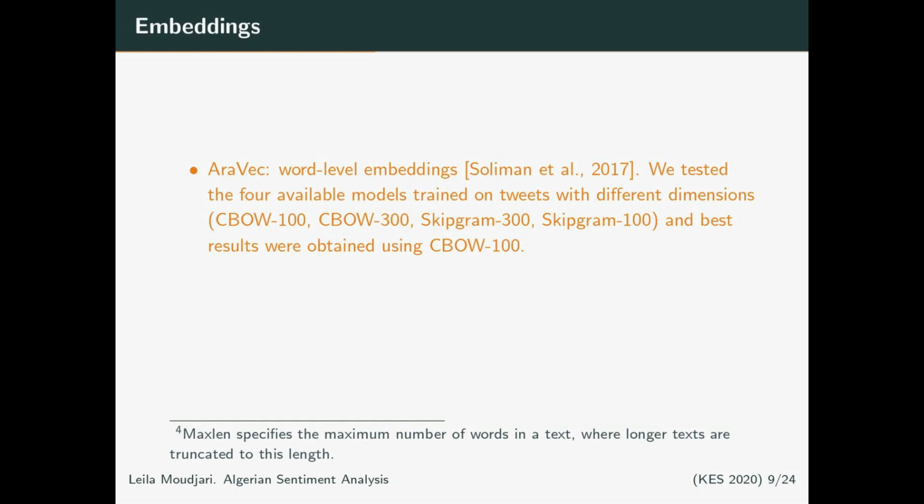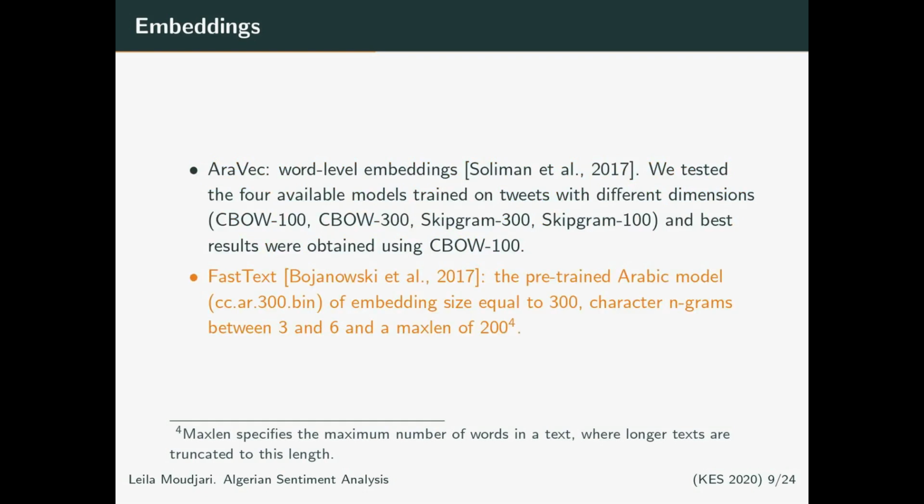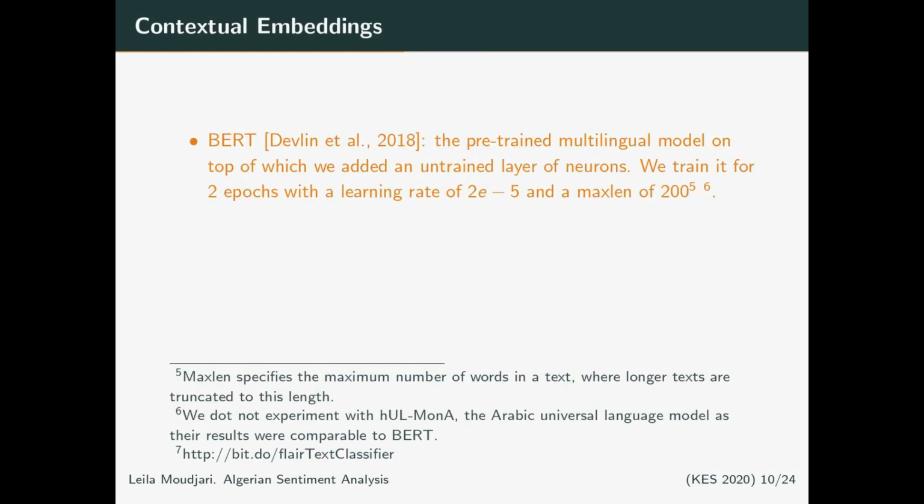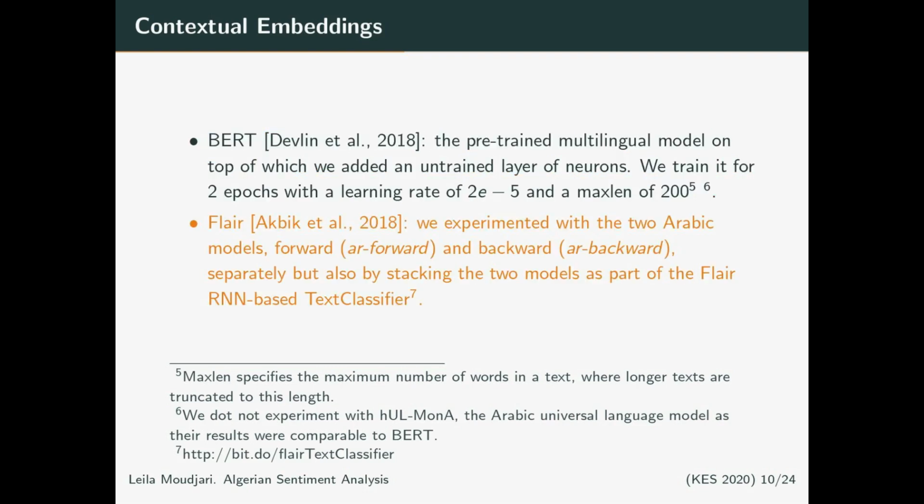We tested the 4 models trained on tweets. The best results were given by CBOW 100. The second is the Arabic model of fastText. The third is the contextual model BERT, where we tested the BERT multilingual model, to which we added a classification layer. The last is a character language model given by Flair. We tested the 2 Arabic models separately and stacked as part of a recurrent neural network classifier.